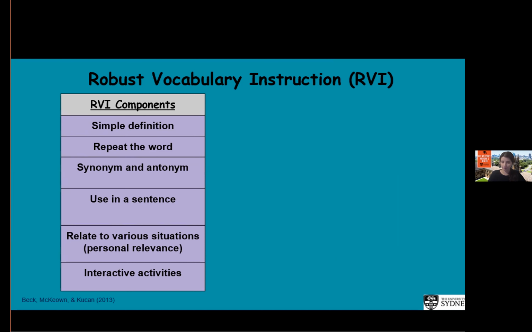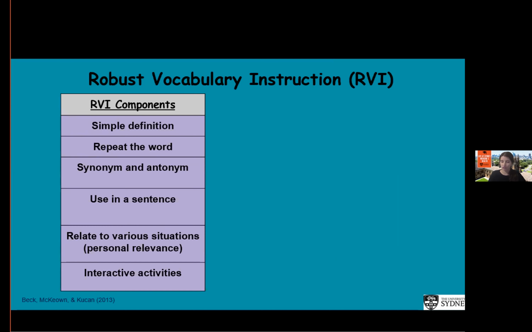Next, give a synonym, so a word that has the same meaning, and an antonym, so a word that has the opposite meaning. And also use the word in a sentence. After that, give examples of when the word would be used and encourage the student to come up with an example that relates to their own personal life.